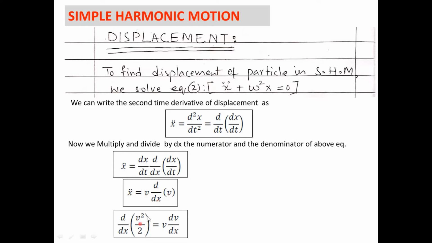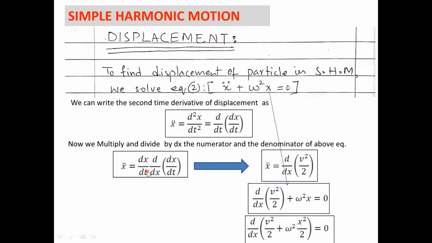Because the derivative of v square over 2 is nothing but v into dv over dx, x double dot equals v dv divided by dx. We can replace this by d over dx into v square over 2. So this equation becomes x double dot equals d over dx into v square over 2. Now, our equation of motion is x double dot plus omega square x equals 0. We update it like d over dx into v square over 2 plus omega square x equals 0. We simply replace x double dot by this term.